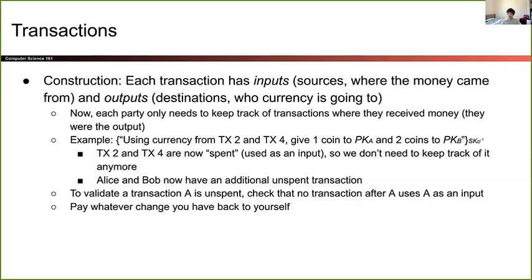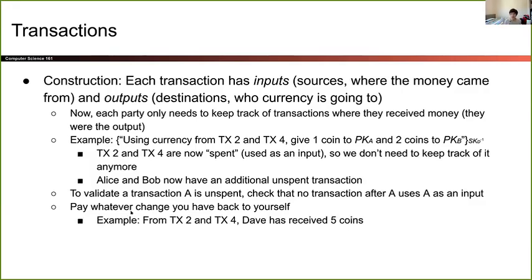Finally, let's say Dave received a lot of money in transactions 2 and 4. We'll just say, pay whatever change you have back to yourself. So you can list yourself as an output and you receive whatever change that you have, so that the input transactions are still totally spent. We don't have to worry about it anymore.